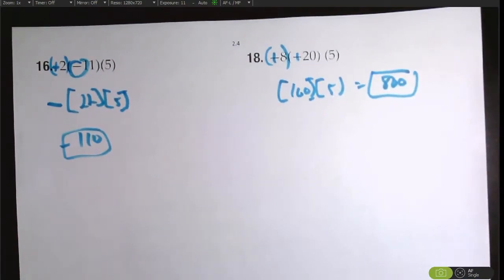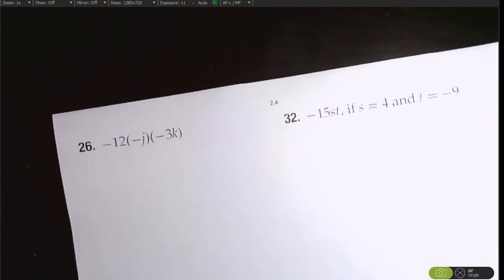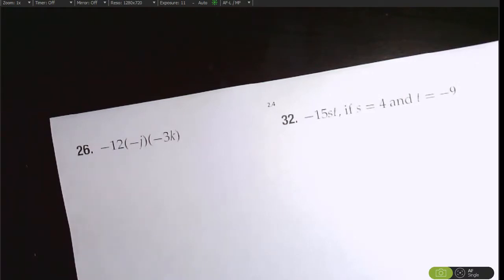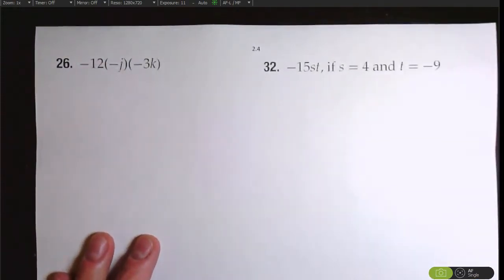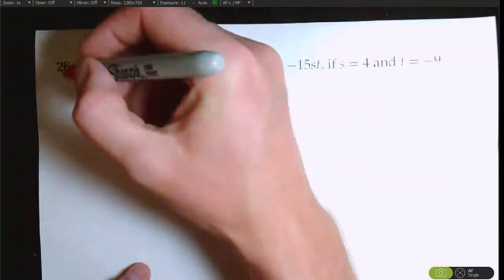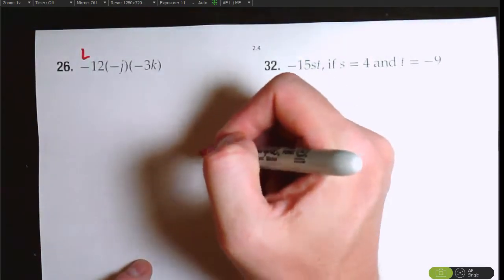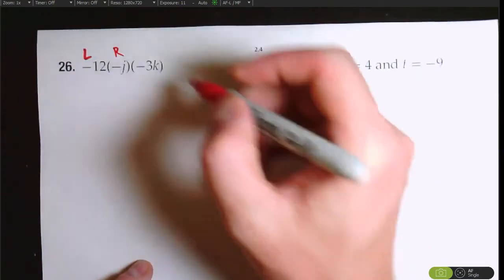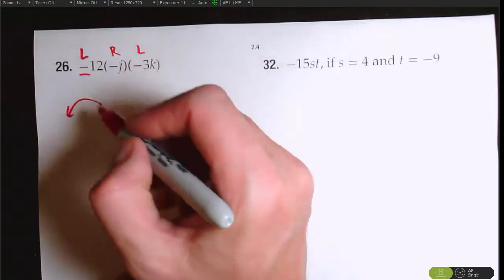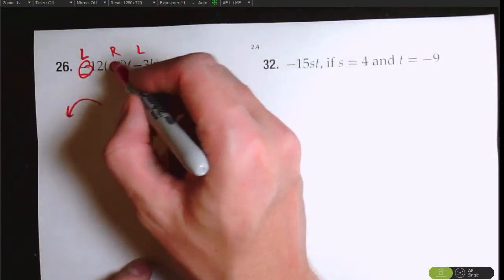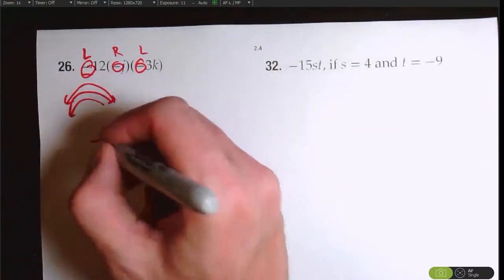Okay. Now number 26. 26 says, multiply negative 12 times negative j times negative 3k. So again, the key to this is thinking through your signs. Negative sign, negative sign, negative sign. Left, boop. Pop it to the right, boop. Switches again, back to the left. So I went from thinking to the left for this negative. Then this negative goes the opposite direction, so back to the right. This negative one more time, back to the left. So overall that's going to be negative.